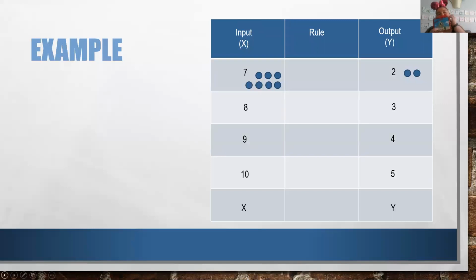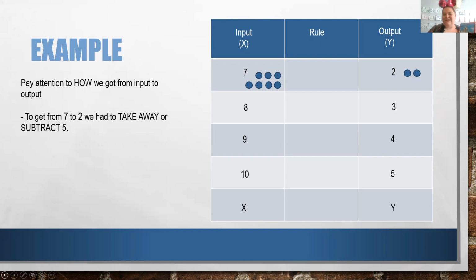Okay, so let's see what happens here. It says I have 7 buttons, and I'm only supposed to have 2 left in my box. How many do I have to take out to get 2? Well, there's 1, 2, 3, 4, 5. I had to take out 5 to only have 2 buttons in my box. So I had to take out 5. How did I get from input to output? I had to take away or subtract 5.